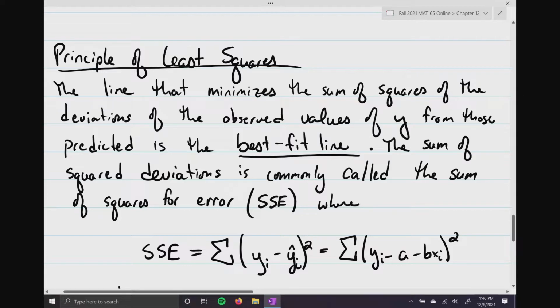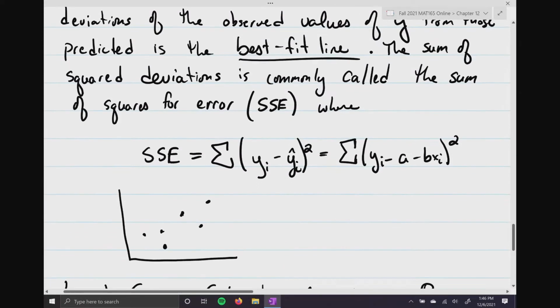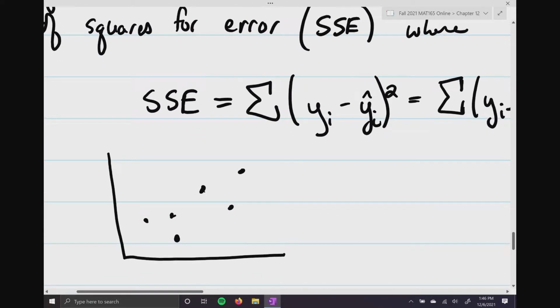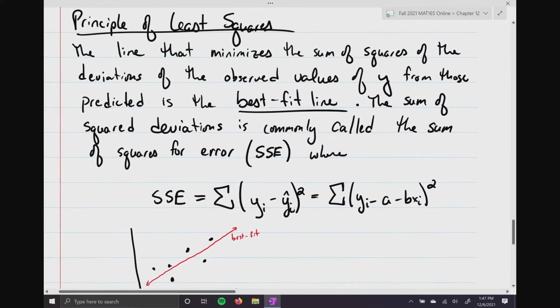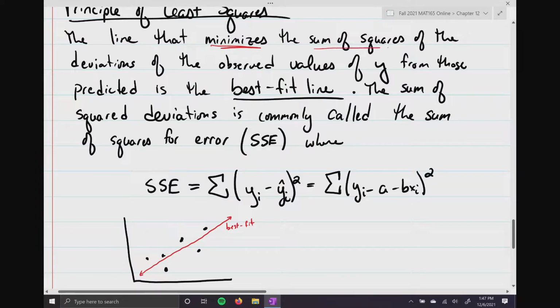So an easy way to think about this, and I'll finish reading the rest of the definition. The easy way to think about this is pretend that you have a scatter plot and you have a ruler in your hand and you're sliding that ruler. If you were to try to minimize the distance of all these data points right there, you might get a line that looks something like that, okay? This is, like I said, for like the 10th time already, this is our best fit line. So this is the line that minimizes the sum of the deviations of the observed values of y from those predicted, okay? Now, the sum of squared deviations is commonly referred to as the sum of squares error, or SSE.